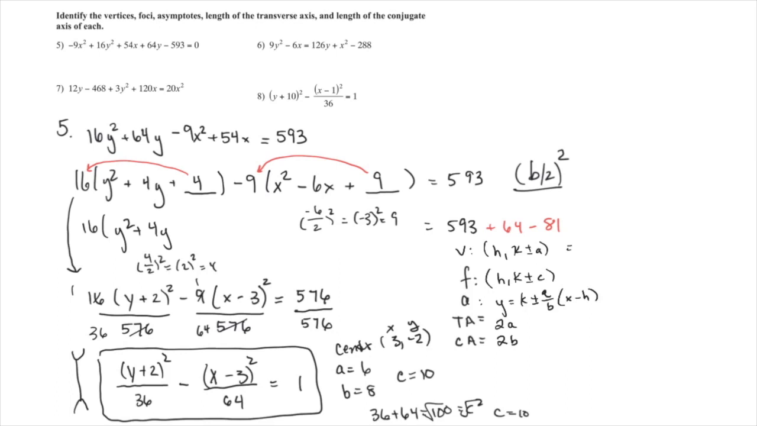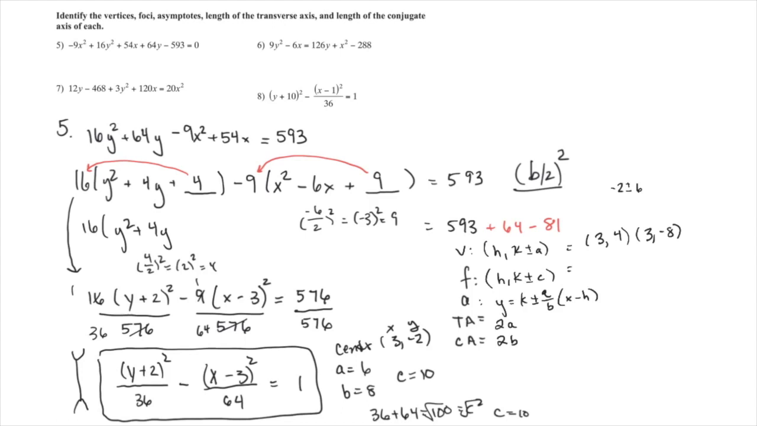My vertices, I'm going to take my center. It's going to be h, which is 3. And a in this case was 6, right? So we have k, which is -2, plus or minus a, which is 6. So -2 plus 6 is 4, and then 3, -2 minus 6 is going to be -8.